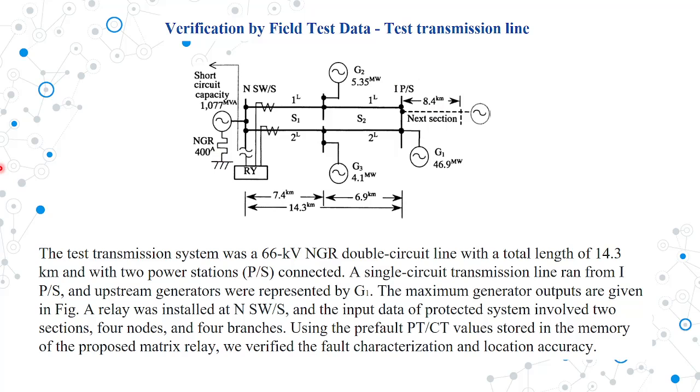This is connected to the two power stations. The single circuit transmission line runs from this generator source, 46.9 MV, and the relay, as I said before, is installed at the end. So using the CT and PT, it stores the values before the fault and after the fault condition.